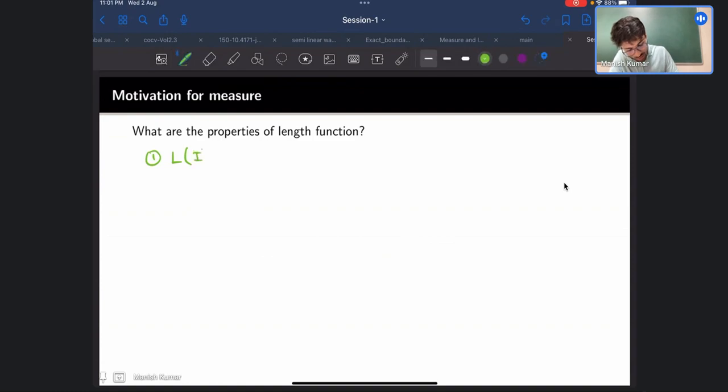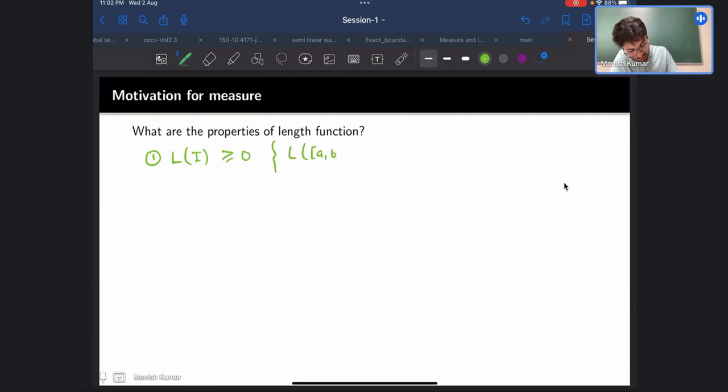So I am talking about intervals so far. The length of an interval will be nothing but, let me write this one, the length of any interval is greater than or equal to 0. Why? You choose any interval.